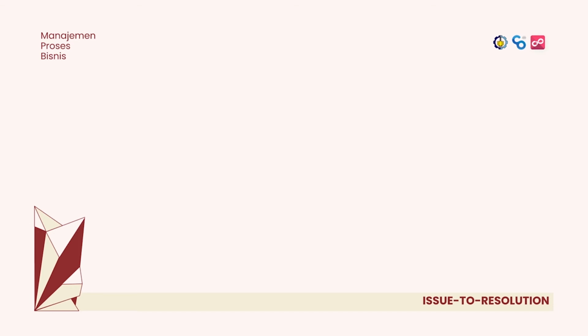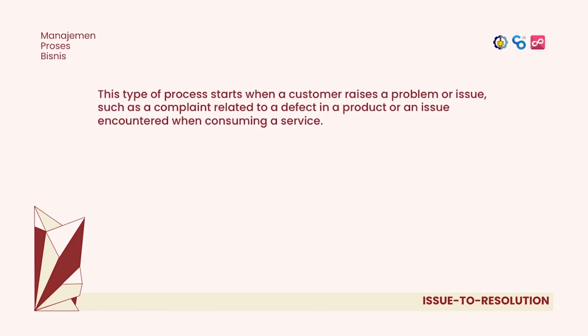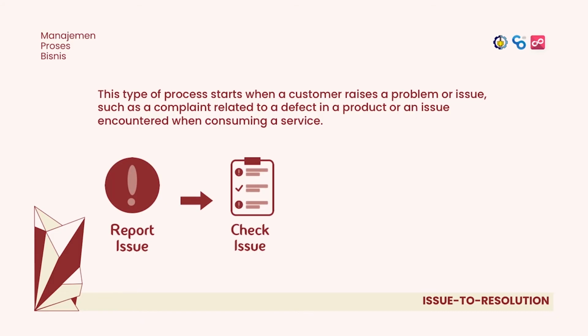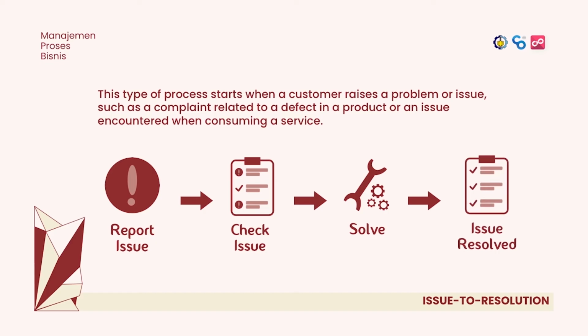Issue to resolution. This type of process starts when a customer raises a problem or issue, such as a complaint related to a defect in a product or an issue encountered when consuming a service. A variant of this process can be found in insurance companies that have to deal with insurance claims. This variant is called claim to resolution.